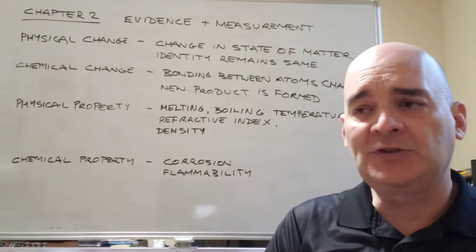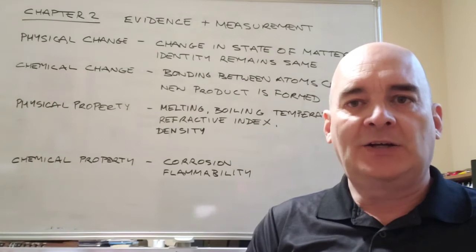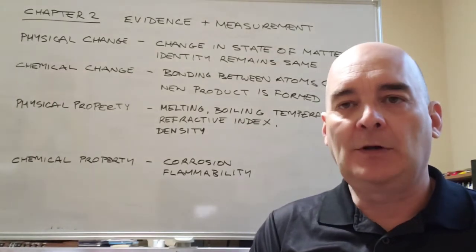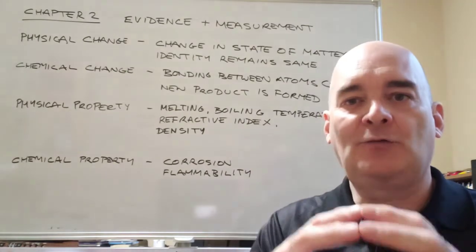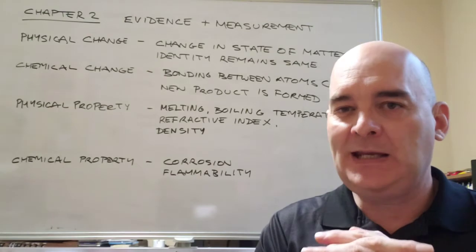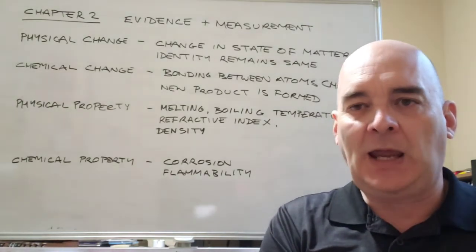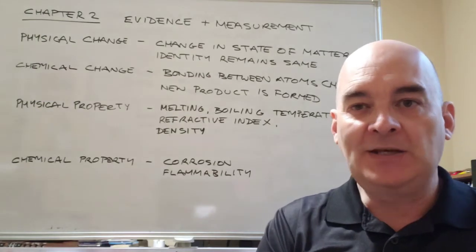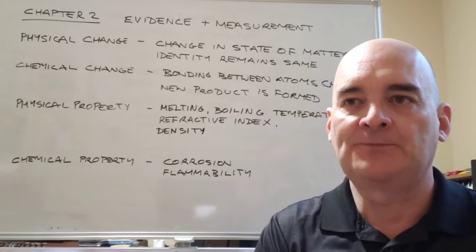In a chemical change, what happens is that the atoms that are stuck together in chemical bonds come apart, and then they rearrange, and then they reform in a new configuration. That's a chemical change. That means that what you start with at the beginning of the day and what you end with at the end of the day are two different chemicals.